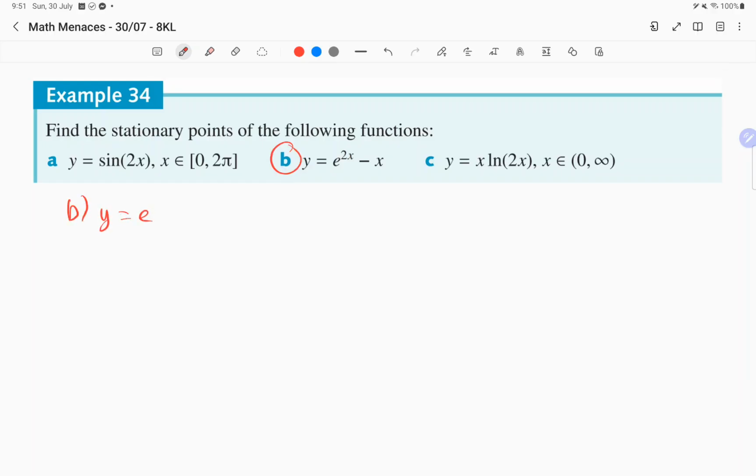y equals e to the power 2x minus x. Derive this one for me, anyone.